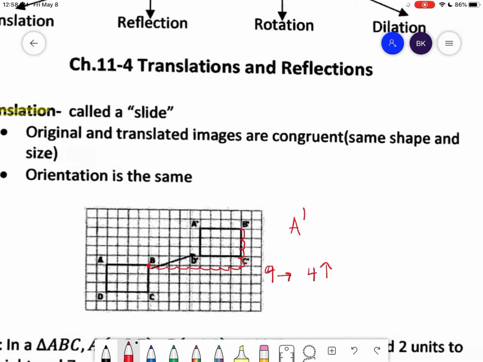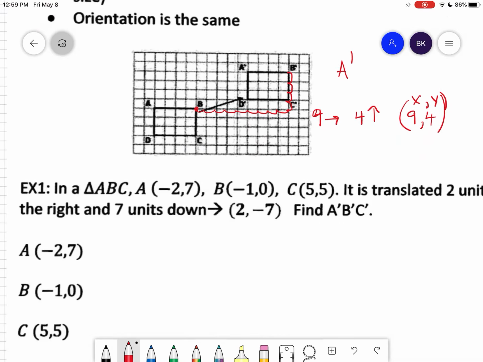We do write these translations as an ordered pair. Remember, an ordered pair has x and y. So 9 units to the right means positive 9, and 4 units up means positive 4. Remember, up and to the right is a positive translation, and left and down is negative. That's how you can tell how many units it was translated.